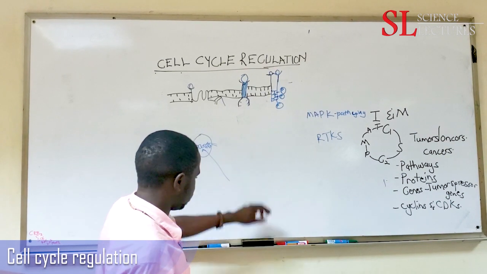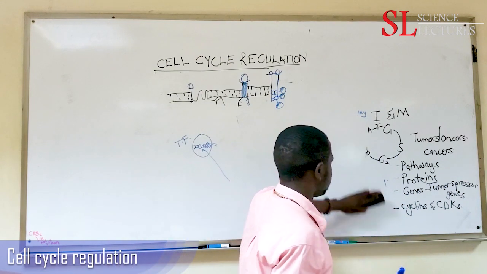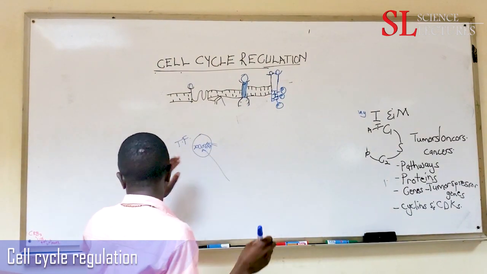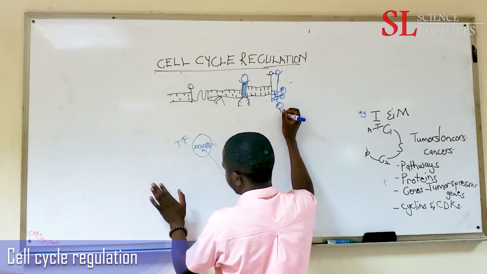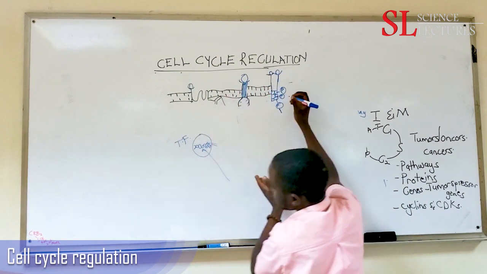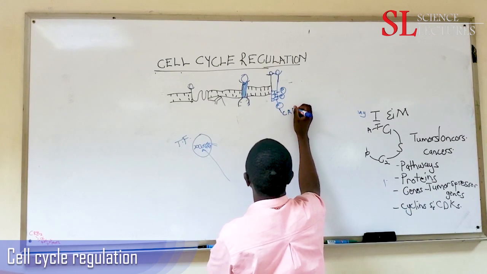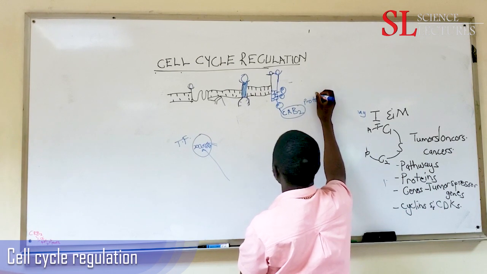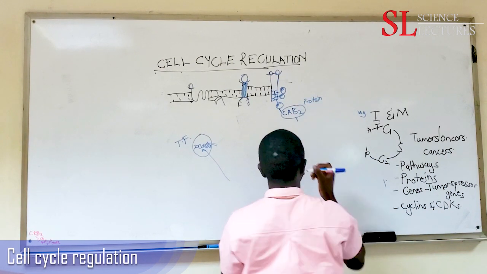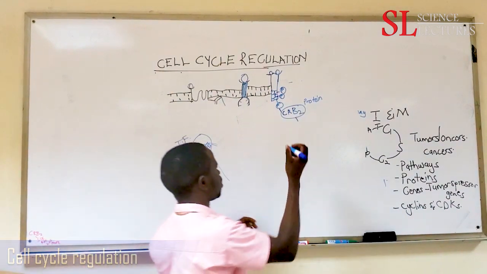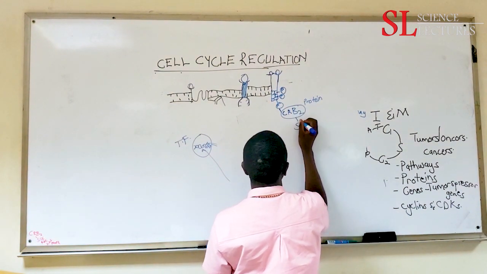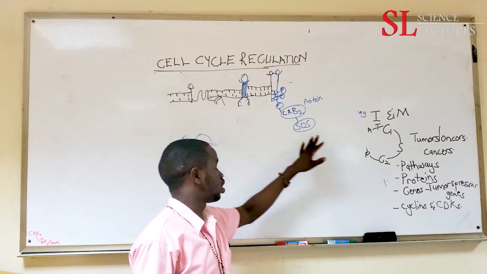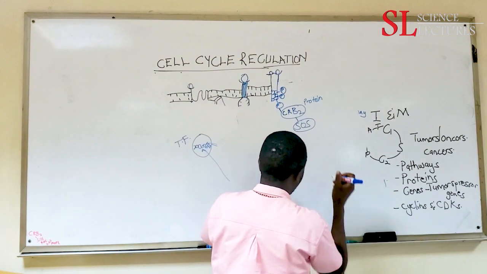When we are looking at RTKs, we say that these phosphates shall be added to other relay proteins. In this case, the first relay protein that will come and pick the phosphates from the tyrosine molecules is GRB2, the GRB2 protein. Then the GRB2 protein shall activate another very important protein, which is the SOS, the son of seven legs protein.